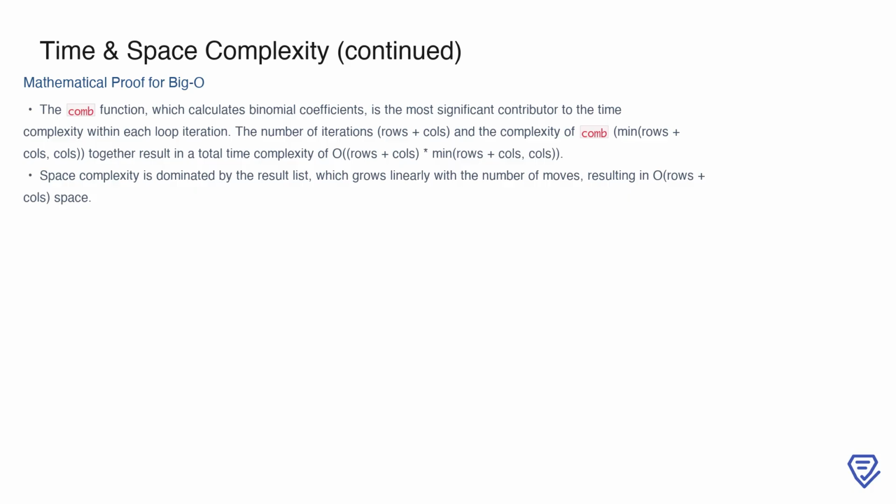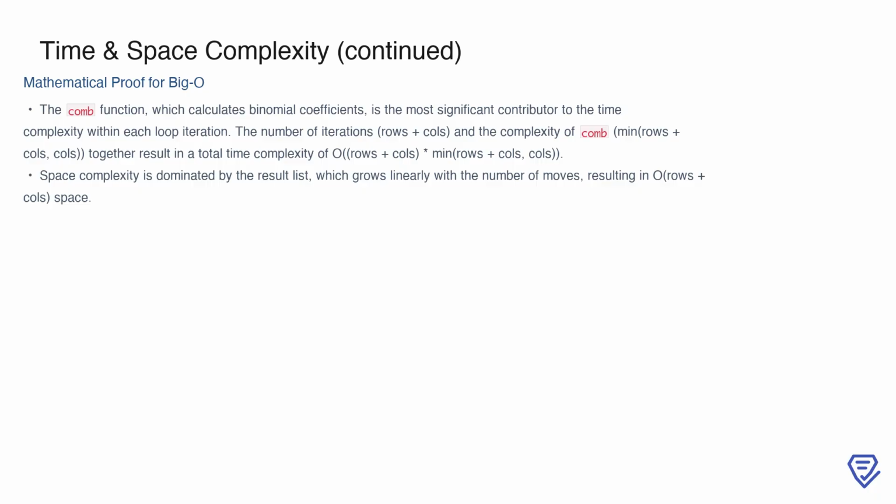Finally, let's solidify our understanding of the time and space complexity with a mathematical proof. The most significant contributor to the time complexity is the comb function, which calculates binomial coefficients. Each call to comb takes O(min(rows + cols, cols)), and since it is called once per loop iteration, the total time complexity becomes O((rows + cols) * min(rows + cols, cols)). This aligns with our earlier analysis.